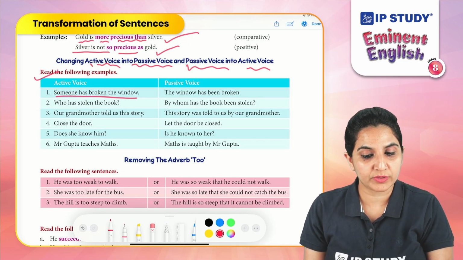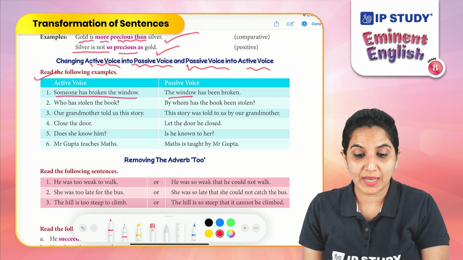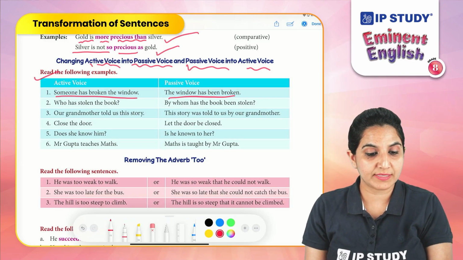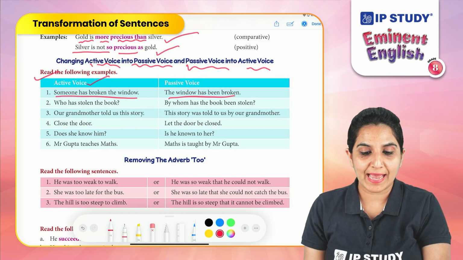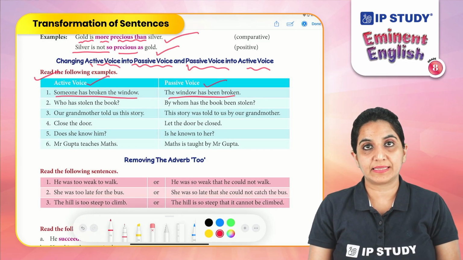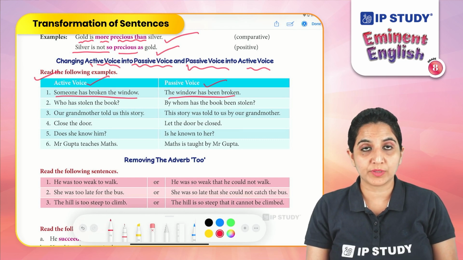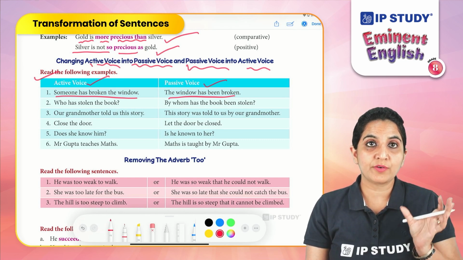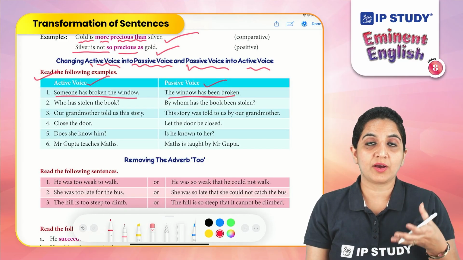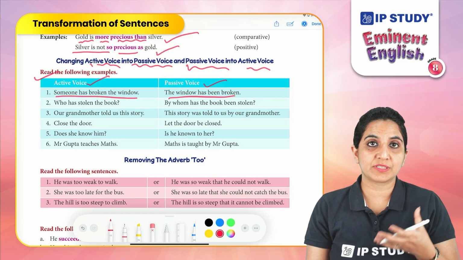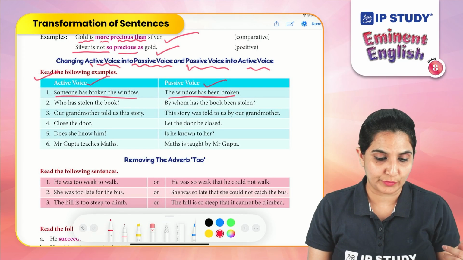Someone has broken the window. The window has been broken. Now this sentence is in the active voice and the window has been broken is in the passive voice. The meaning of the sentence is the same, that the window is broken, but the way of speaking the sentence, the form or the structure of the sentence, is different.